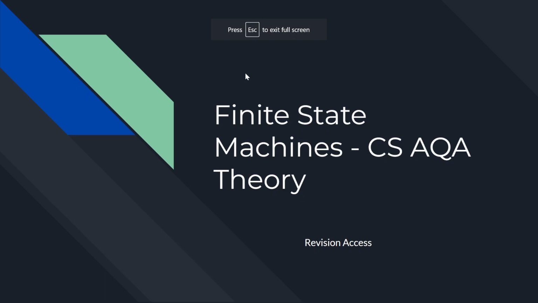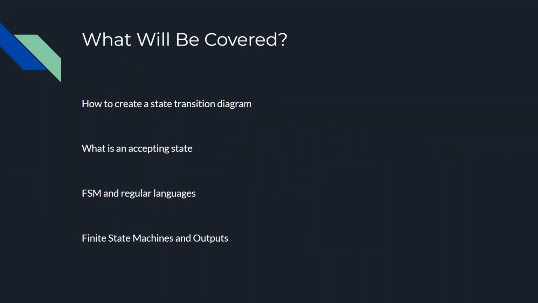Welcome to Finite State Machines, CS AQA theory. We're going to be going over what finite state machines are and how they are used in today's revision video. So what's going to be covered? We're going to cover how you create a state transition diagram, what an accepting state is, finite state machines and regular languages, and finite state machines with output. That's all that we're going to be covering today.